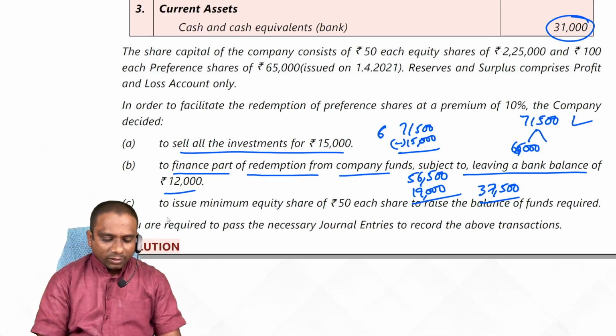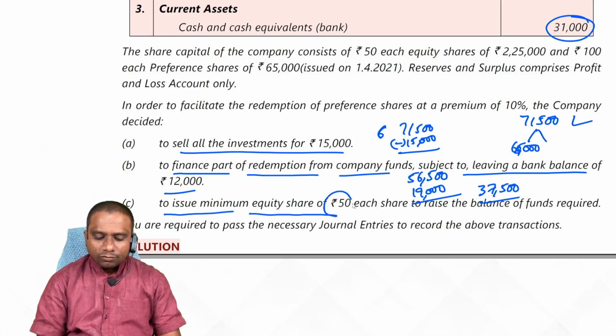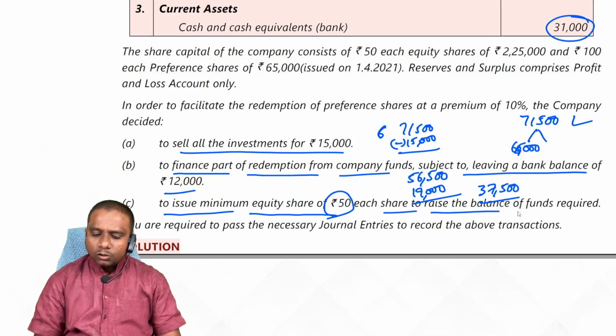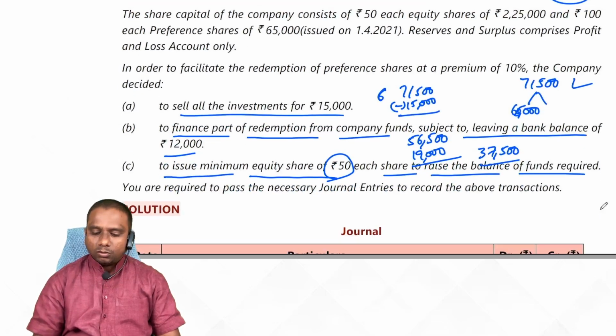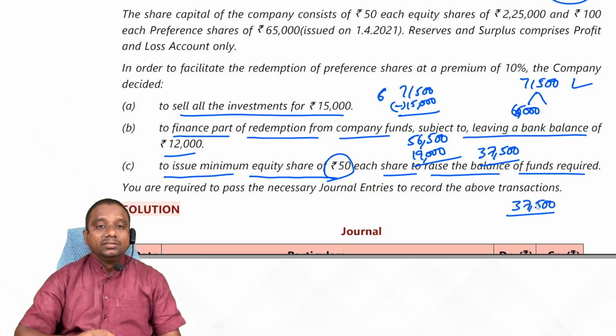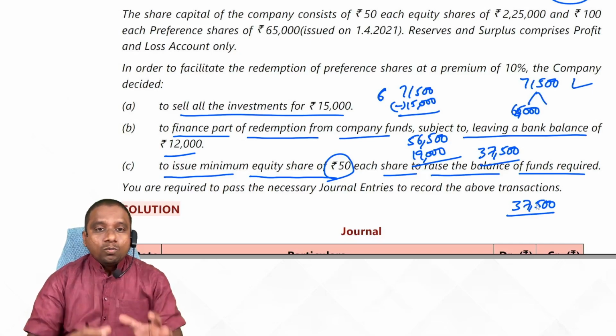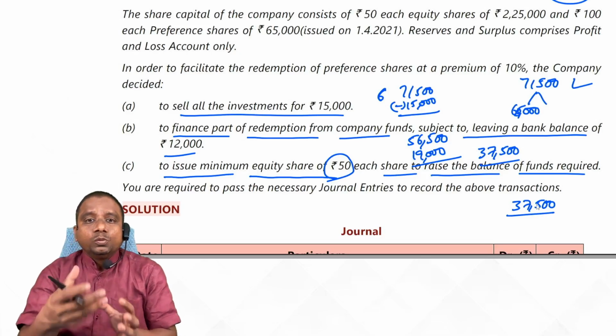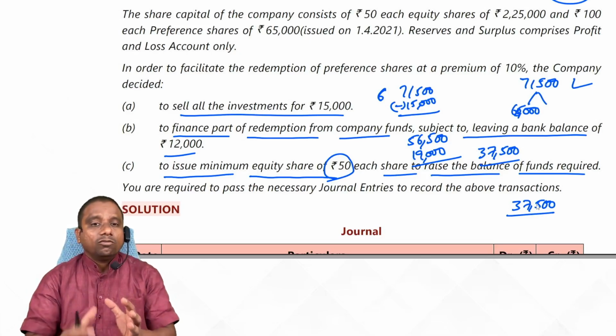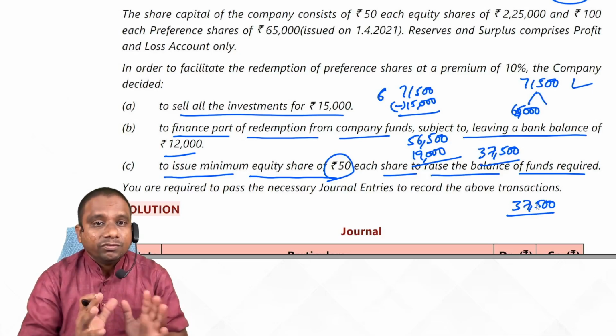For that, what are we doing? To issue the minimum number of equity shares of face value 50, issued at par, to raise the balance of funds. Now look at this: we need 37,500 rupees. For this, what is the issue price of the share? You are issuing shares now. Here it is given as 50, students.